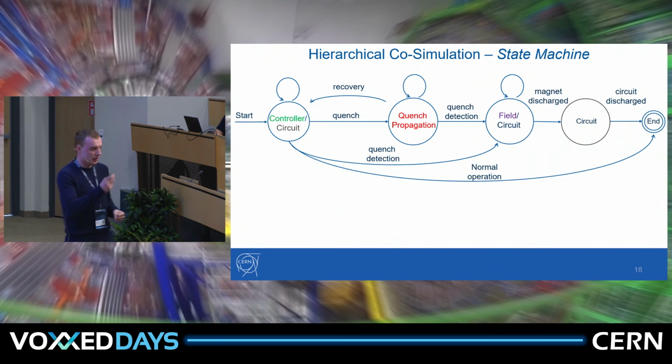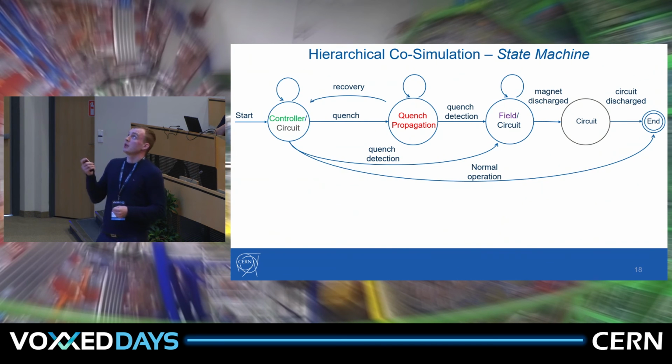Now if we move to the co-simulation interface, getting to the end of my talk, what we implement is a state machine. If we remember what we discussed, normally we start with a controller and circuit, and we can move on like this to the end of the run, which is nominal operation. In case of quench, we need to study the quench propagation, and either we recover or we need to detect it, and then follow this path by performing magnet circuit coupling to see what the peak temperature is, up to the circuit study after we discharge the magnet and the circuit discharge.